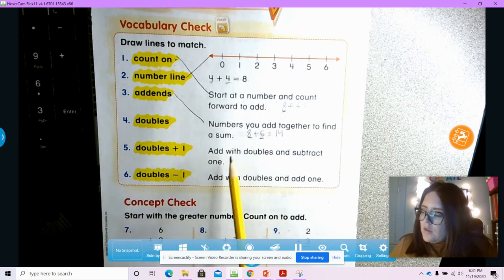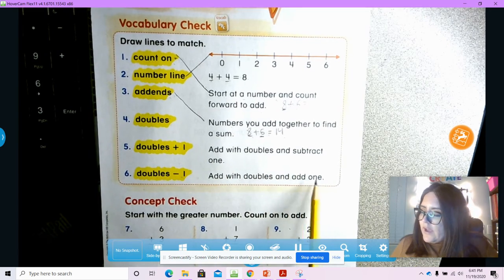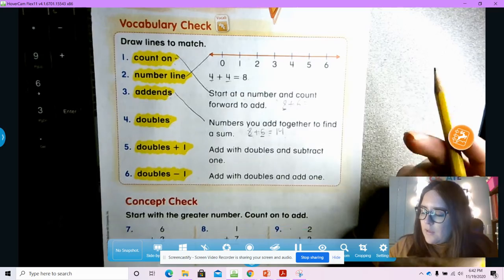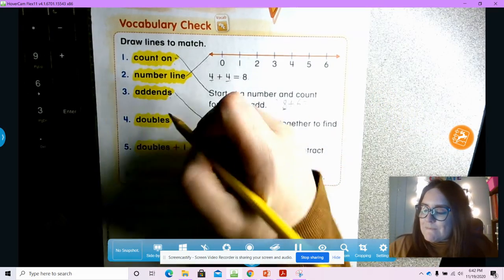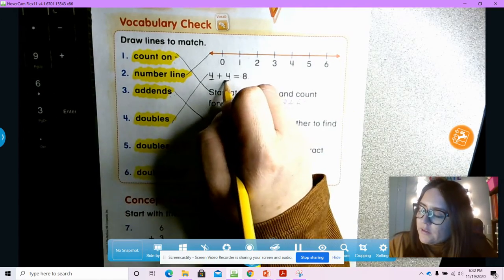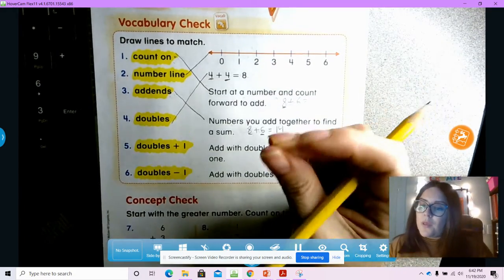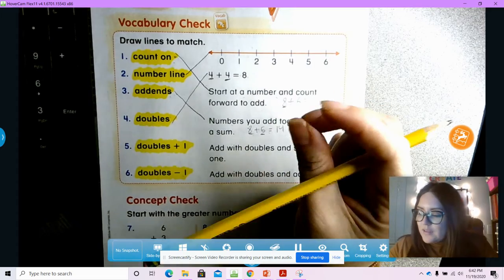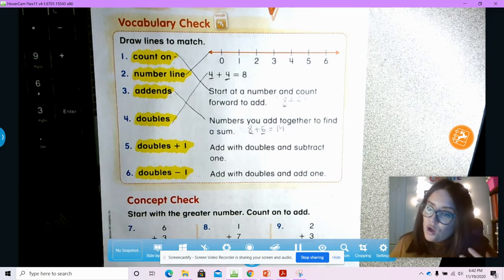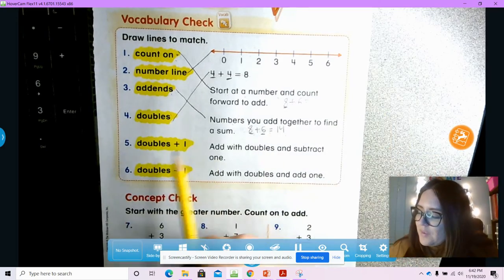Doubles. Add with doubles and subtract 1. Add with doubles and add 1. Or 4 plus 4 equals 8. Which one of those are doubles? 4 plus 4 equals 8. We have 4 and 4. They're doubles because they're two of the same numbers. It's the doubles, baby. Let's go. And we start with 0. 0 plus 0 equals 0. Oh, 1 plus 1 equals 2. You get it.